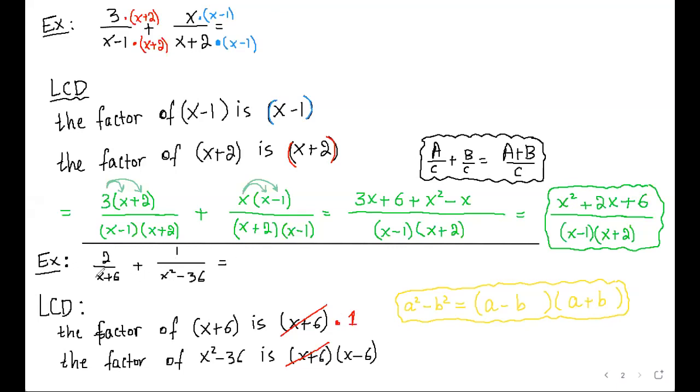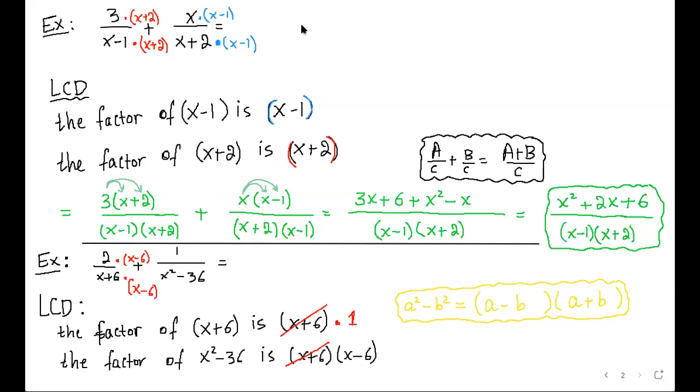Now in the first fraction, what do we have to multiply both the numerator and denominator by? What do we have to multiply here? x plus 6? x plus 6 is cancelled, so what do we have to multiply? x minus 6. Only x minus 6. Because x plus 6 is cancelled from both sides. So we have to multiply only x minus 6 here, and the same thing here, x minus 6.